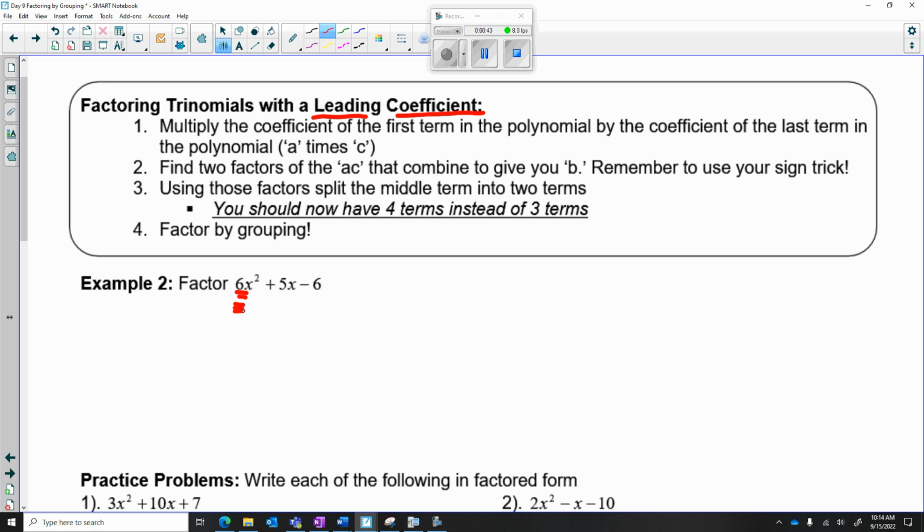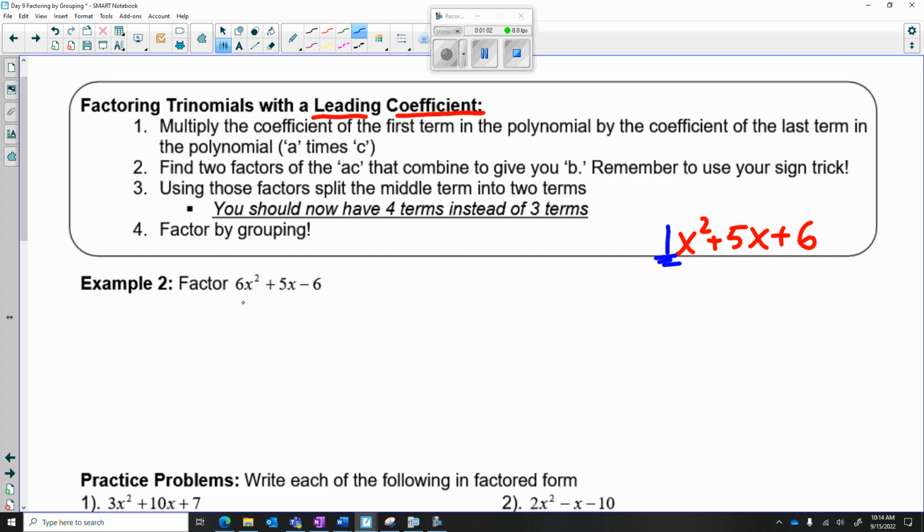So if you look in the past when we were doing trinomials, we had something like this, x squared plus 5x plus 6. The number in front was a 1, implied to be a 1 every time. But in this case, we don't have a 1, we have a 6. So it's a little bit more interesting.